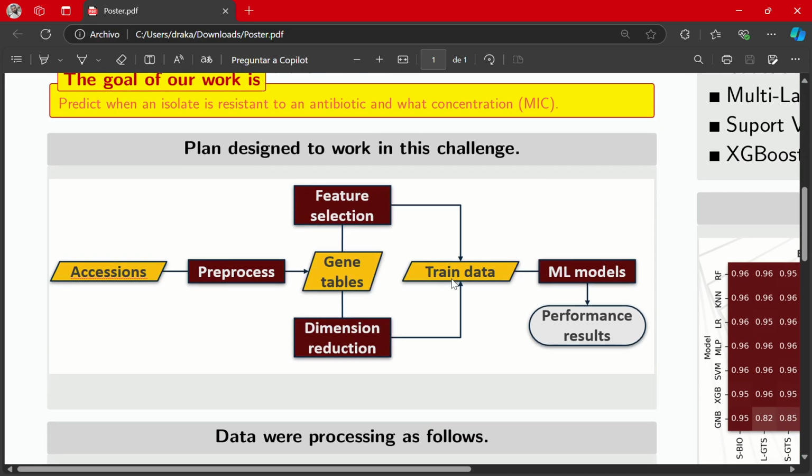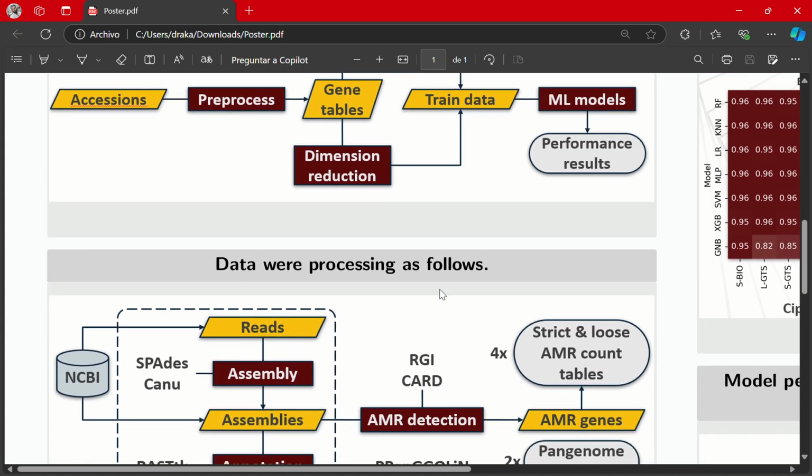So we start by doing pre-processing of the assemblies to get tables. Given the high dimensionality of genomic data, we did feature selection and dimensional reduction to produce data for training machine learning models, and this will give us the results.